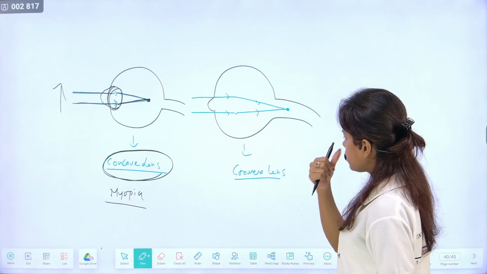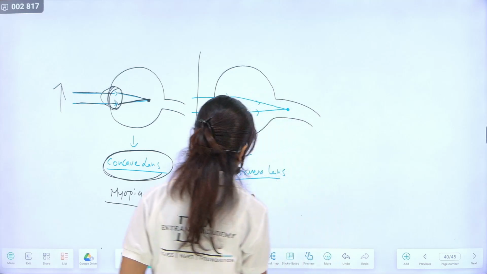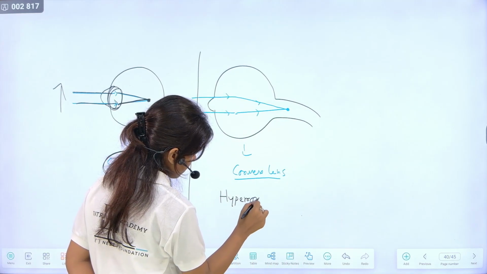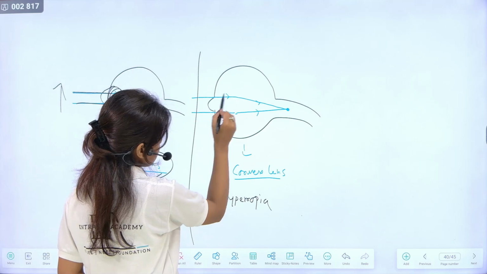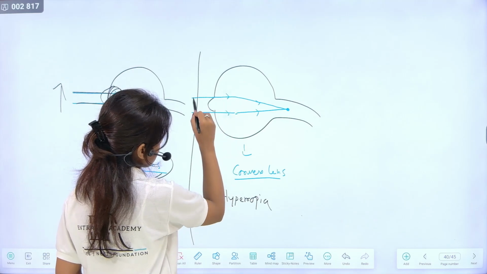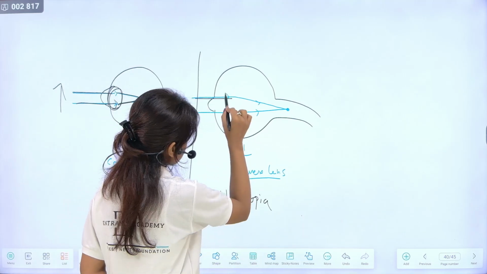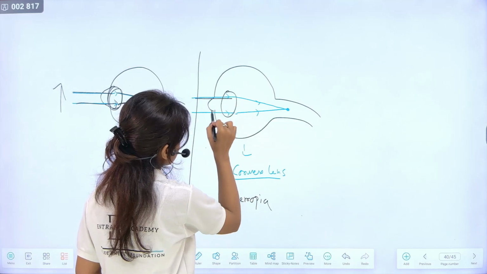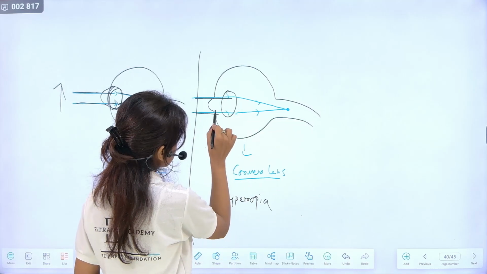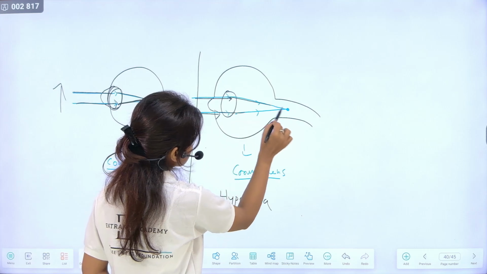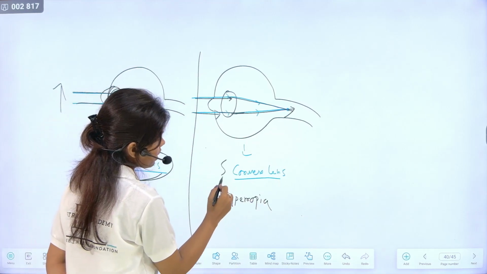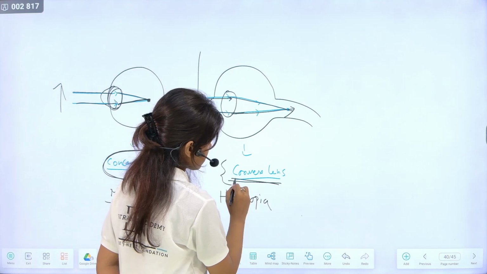On the other hand, in hypermetropia or hyperopia, the light is passing through the lens. When the light is passing through the lens, it is producing the image outside the surface of the retina. And to cure this problem, we use a convex lens.